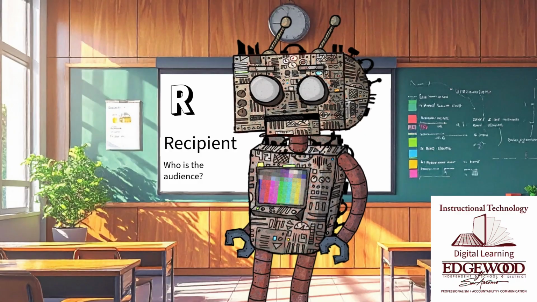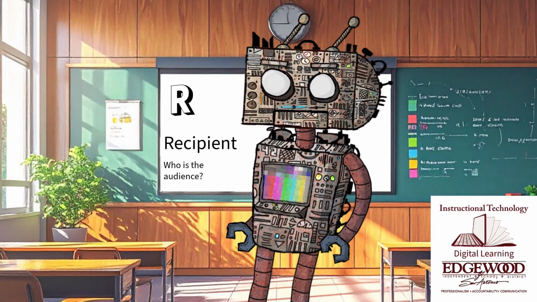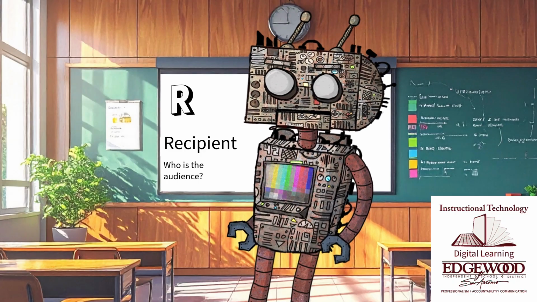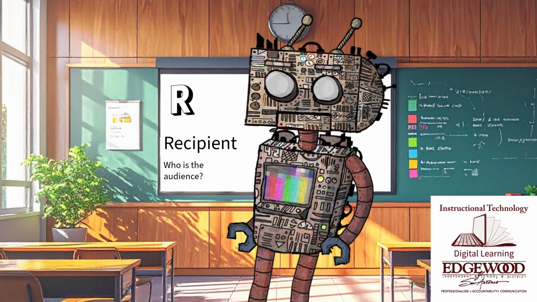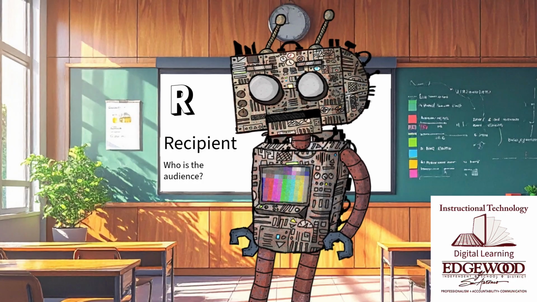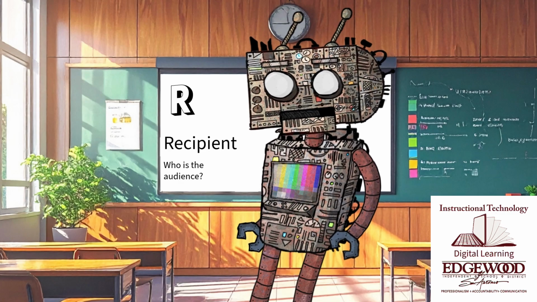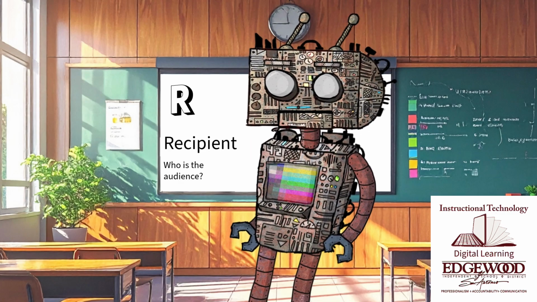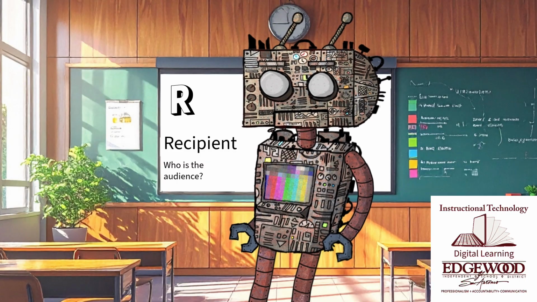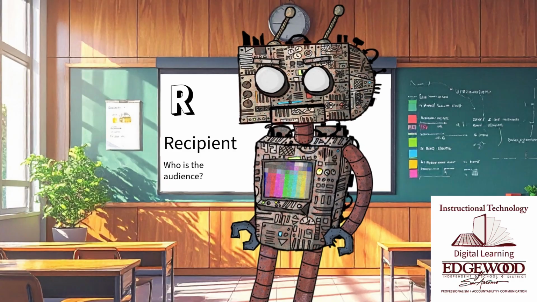R is the recipient. If you don't specify a recipient, the AI aims for the middle, usually generic adult level. But sometimes you need things explained simply, and sometimes you need high-level detail. Example, if I ask AI to explain quantum physics, the explanation for a kindergartner is going to look way different than the explanation for a PhD student. Tell the AI, explain this to a 9th grader, or write this for my grandmother who doesn't understand technology.